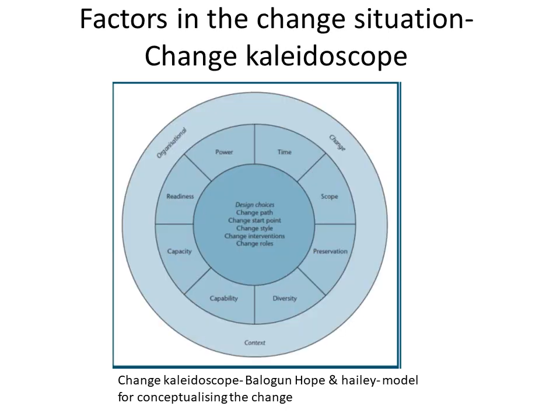It was a kaleidoscope because originally the diagram in the original work looked like this, where we've got the design choices in the middle, the context in the next circle, which is power, time, scope, preservation, etc. And then we've got the external environment, the context in the outer ring.